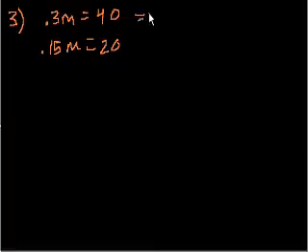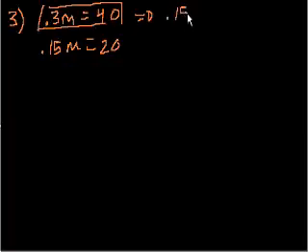Another thing you could have done, if that's not completely obvious, is take this top equation and multiply by 1/2. Then you'll get 0.15M is equal to 20. And that's choice B.